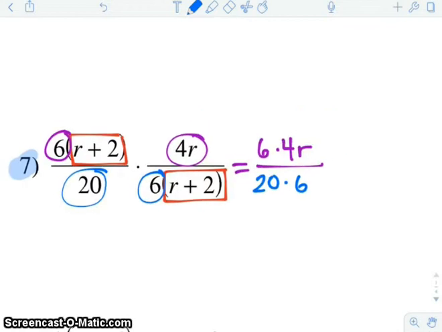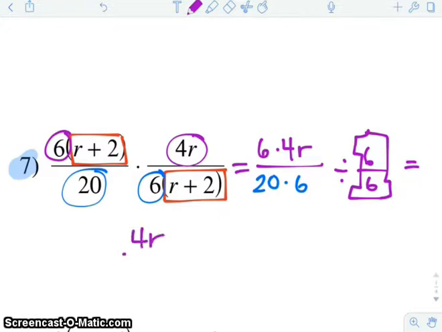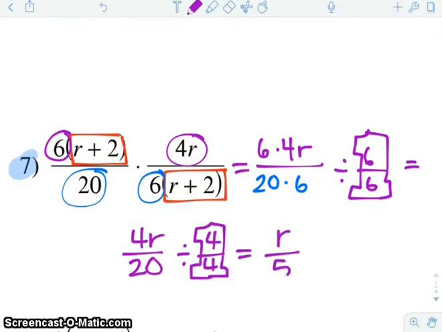I could cancel here, but I don't have to, because I'm going to end up with 24r over 120, and I could cancel. You'll notice it would just be easier from this point to divide the top and bottom by 6, because this is really a 1, and get that 4r over 20, divide the top and bottom by 4, and my final answer here is actually r over 5.